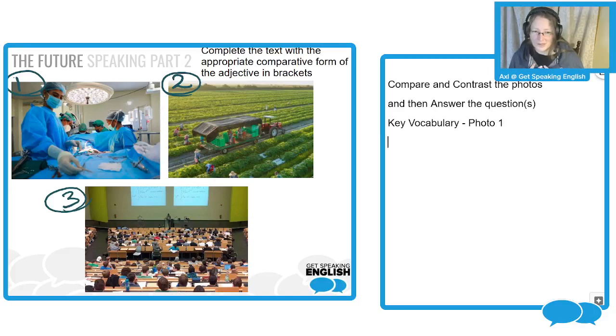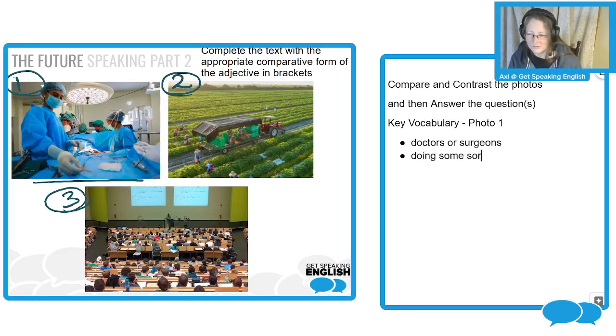So first things first, obviously we can see that there are doctors, maybe, or surgeons, right? So doctors or surgeons doing some sort of operation, or doing a surgery. Surgery is the activity, and the surgeon is the person who does that activity. Obviously they're in some sort of room. We might call this an operating room. Typically they do operations or surgeries in an operating room.